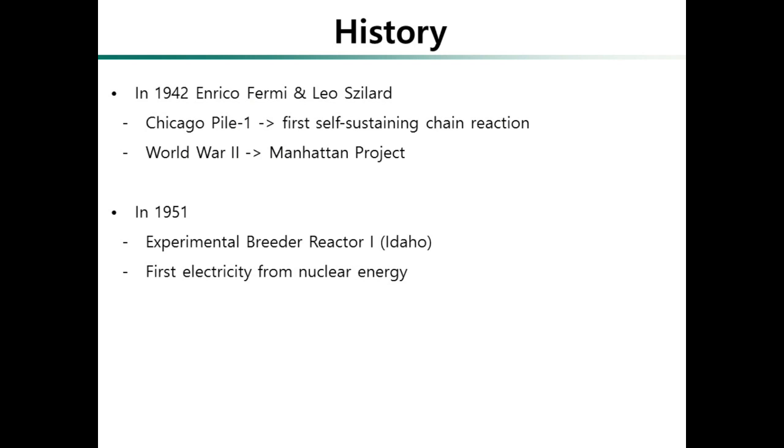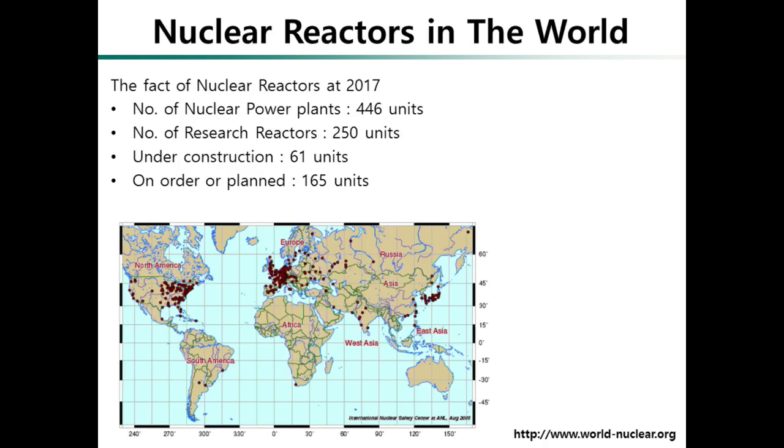Here you can see how many reactors there are in the world. In 2017, we have 446 units still operating, and research reactors more than 250, and 61 under construction. But the ordered or planned ones are 165.